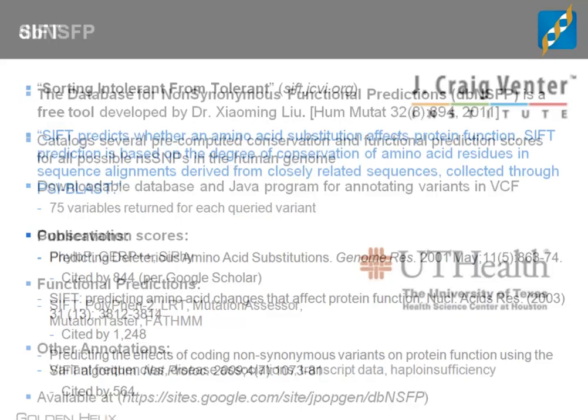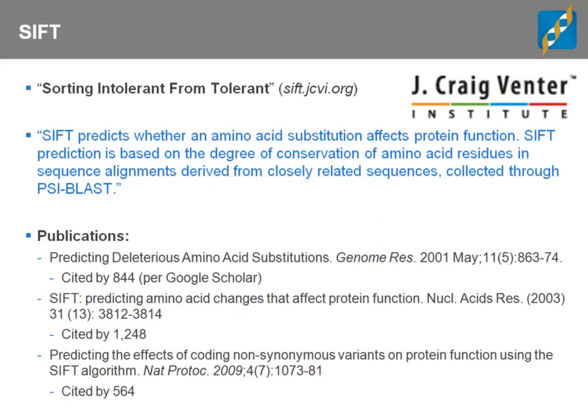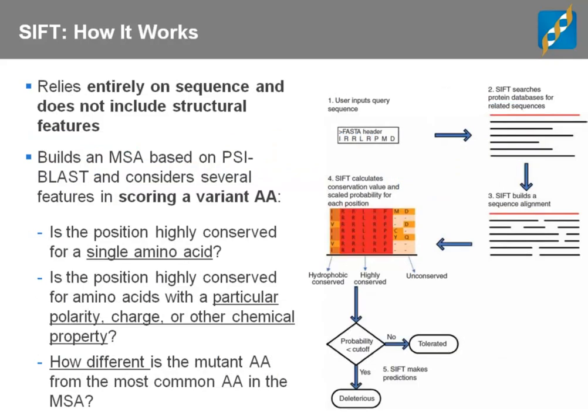So the first one we'll talk about is the SIFT algorithm, or sorting intolerant from tolerant. SIFT is a very popular algorithm. It's been around for a long time. It hasn't changed a whole lot over the years. You do see there are several different papers, the earliest one here describing the original method, then describing the publicly available version, as well as a follow-up paper in Nature Protocols just a few years ago that describes the best practices for using it.